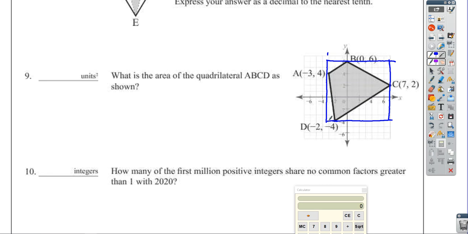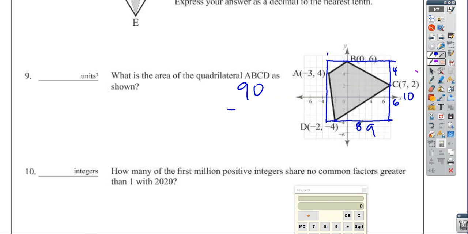So what is the distance from -2 to 7? 9. What is the distance from -4 up to 6? 10. So this whole thing has an area of 90. Yes? Okay. So from here to here, what is the height of this triangle? From -4 to 2? 6. That makes this 4. Okay. What's this distance here?